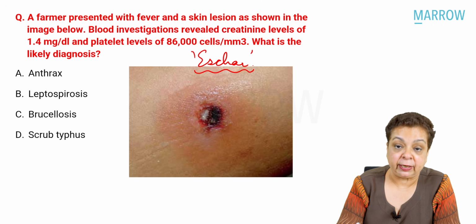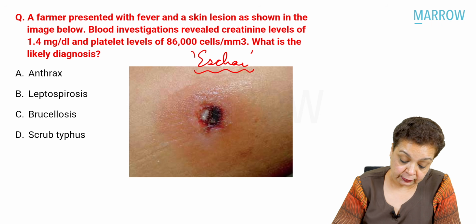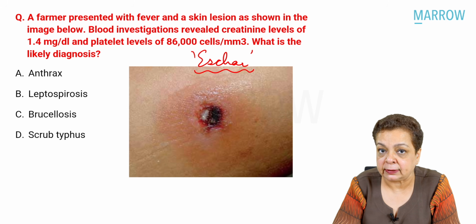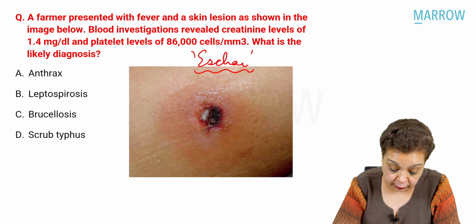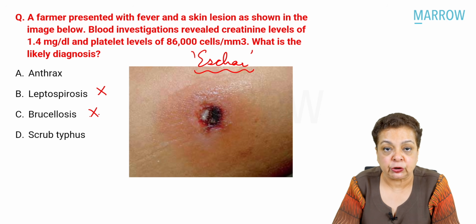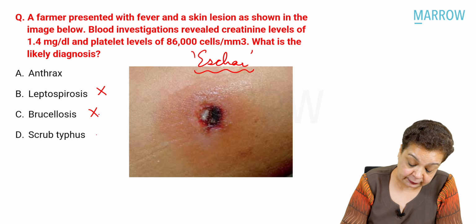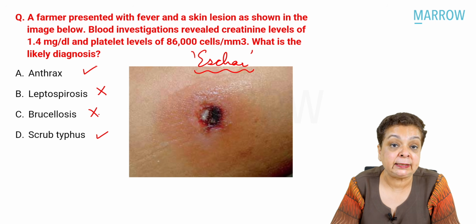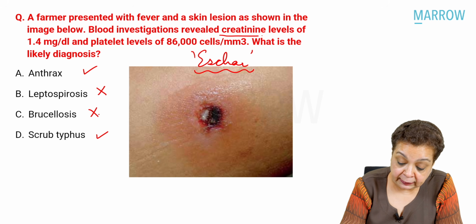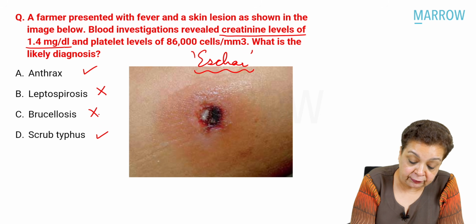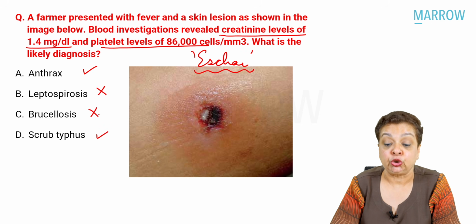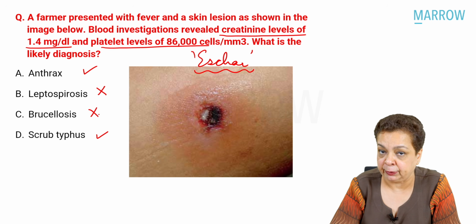All right, so let's find out what could be the likely cause. Cutaneous anthrax is associated with the formation of an eschar. Leptospirosis and brucellosis, neither of them is the answer because they don't have an eschar-like lesion. Yes, scrub typhus could be our answer. So out of these, which is the one which is our answer here? Please note there are certain levels mentioned out here. Creatinine levels are elevated and the patient has thrombocytopenia. So the answer here is scrub typhus.